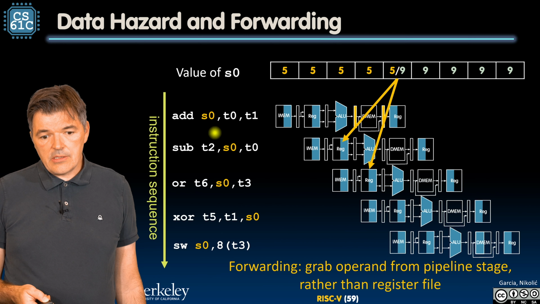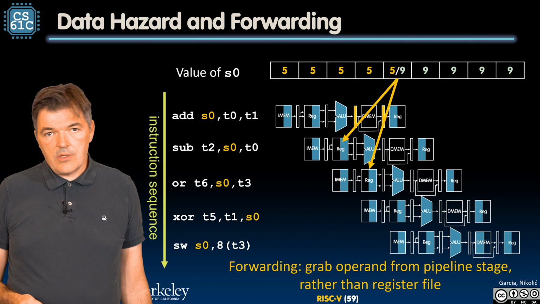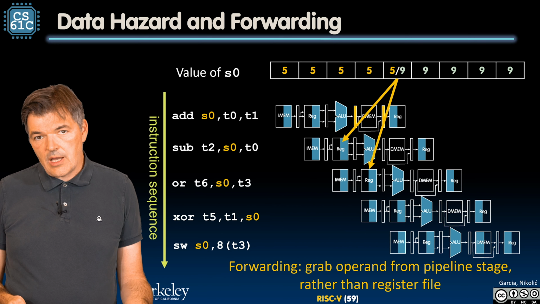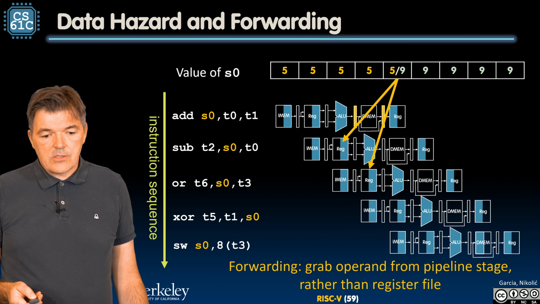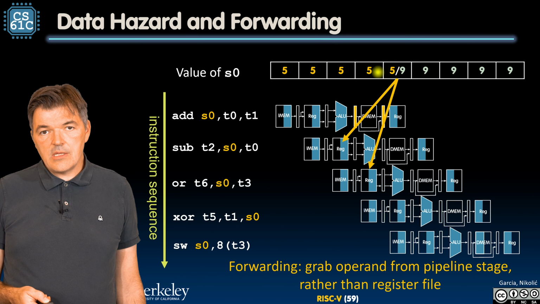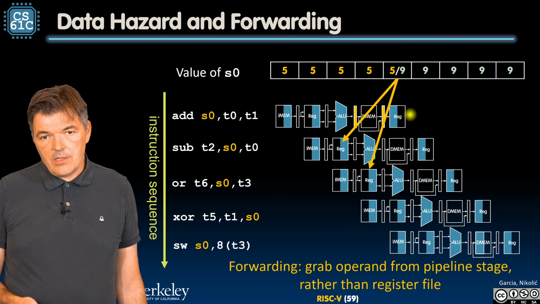So, as the add instruction is traveling through its 5 stages of the pipeline, although the result of the execution of this addition is known at the end of the execute stage, it is not written back into the register file until 2 stages later, halfway through the write back stage. So the value of S0 still is the old value of 5, and it gets updated to a new value, 9, in the first phase of the write back phase.